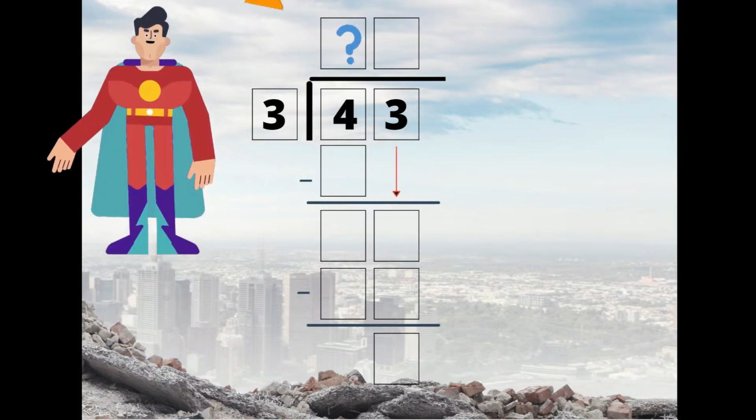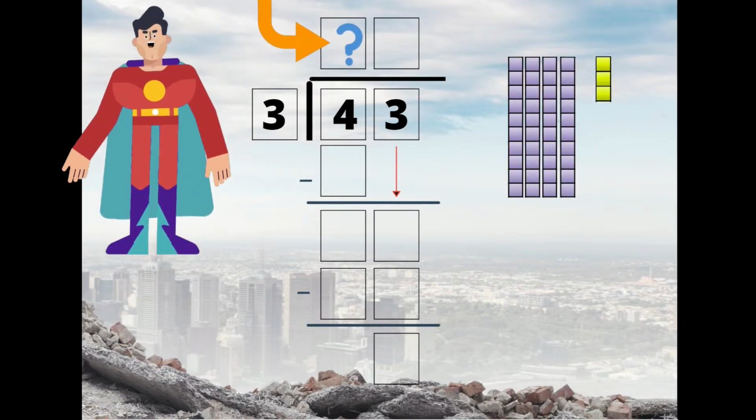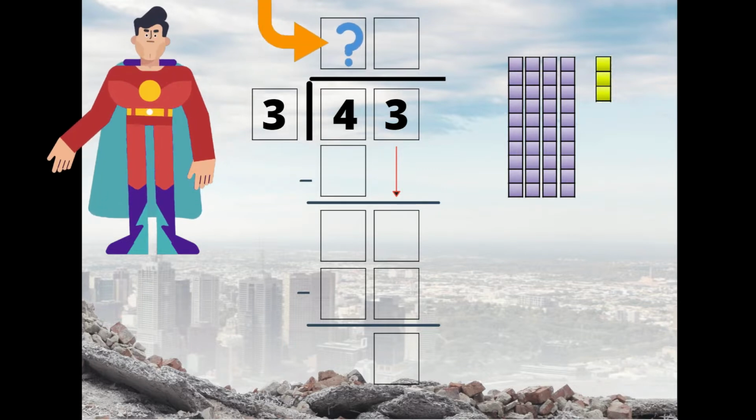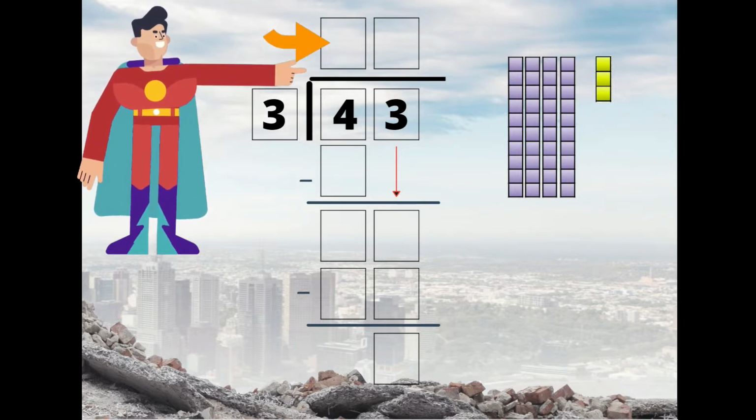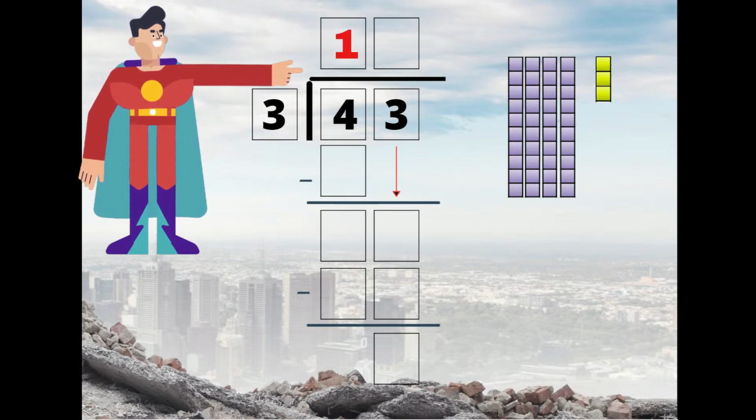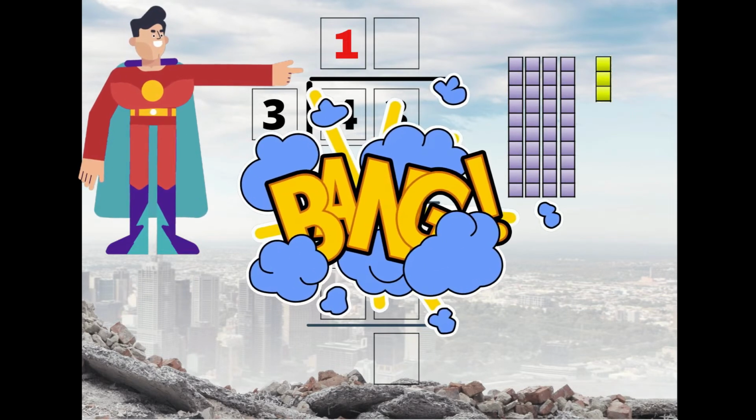Now it's time to solve a problem together with the help of the family. My job is to divide. I ask myself how many groups of 3 are in 4. There is one group of 3 in 4. Or you can look at the picture and circle a group of 3 tens in the number 40. I put the answer, which is called the quotient, on top.